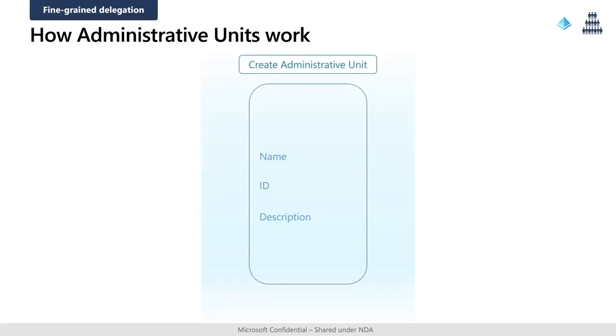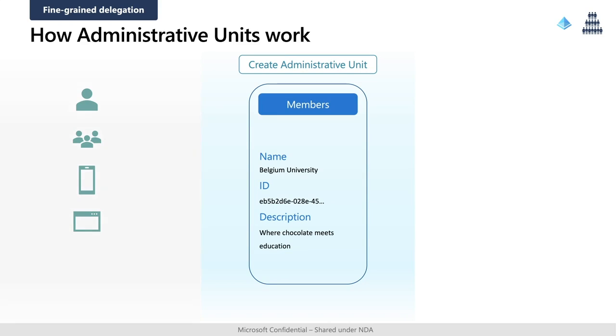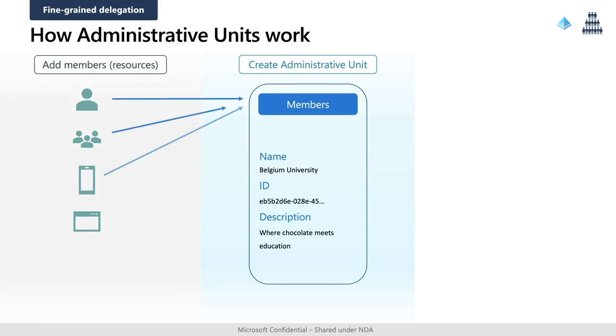So how do admin units work? Well, the first thing you do is you give your admin unit a name. In this case, we're going to call it Belgium University. You add members to that admin unit. So you say, I want the admin unit to be able to manage these specific entities. And the list goes on.